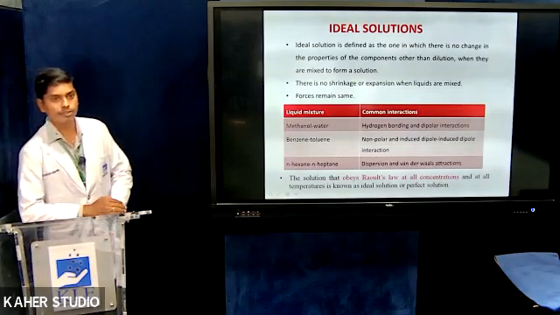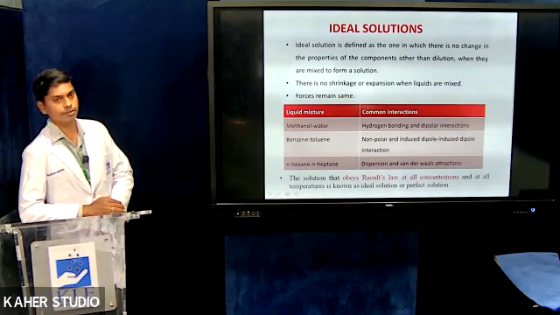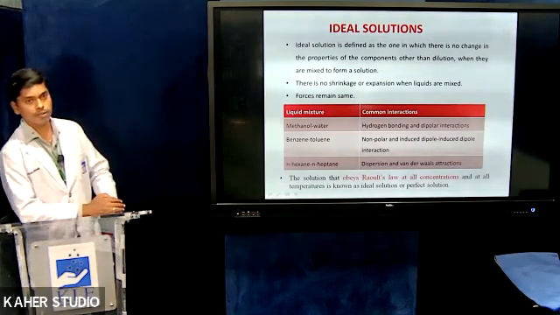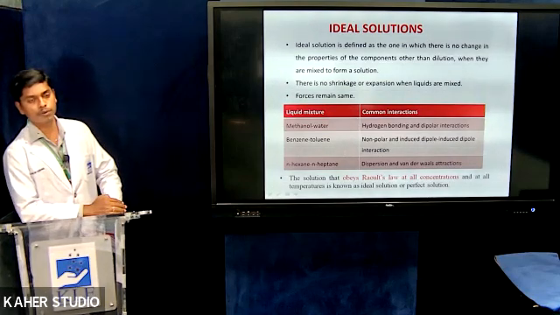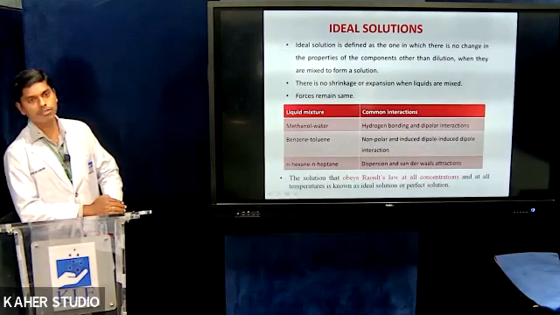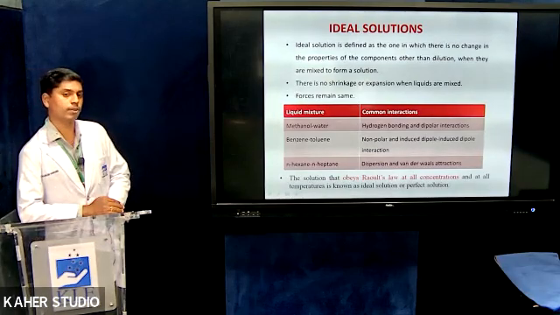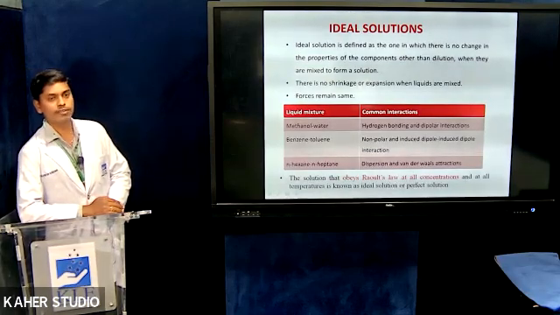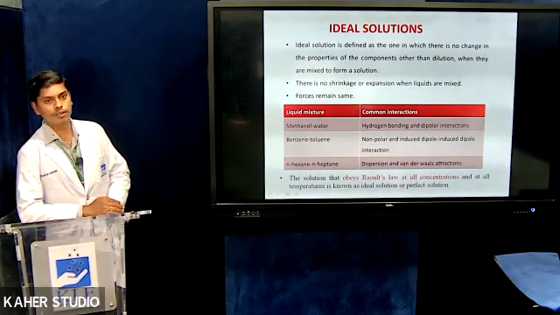These ideal solutions obey Raoult's law at all concentrations and at all temperatures, and are known as ideal or perfect solutions. What is Raoult's law? Raoult's law explains the relationship between the vapor pressure of a given liquid and the mole fraction of each component. The vapor pressure of the given liquid is directly related to the mole fraction in the solution, which is known as Raoult's law. These ideal solutions obey Raoult's law at all concentrations and at all temperatures.